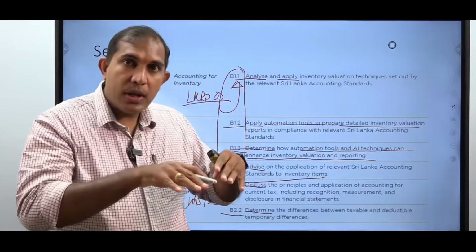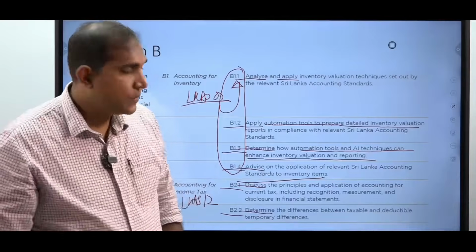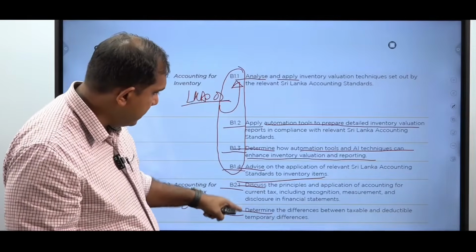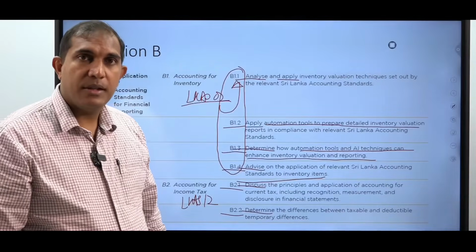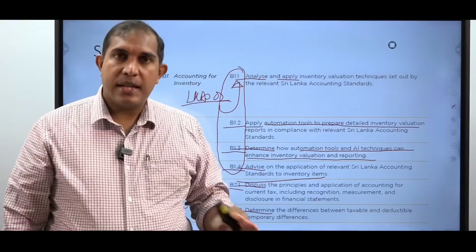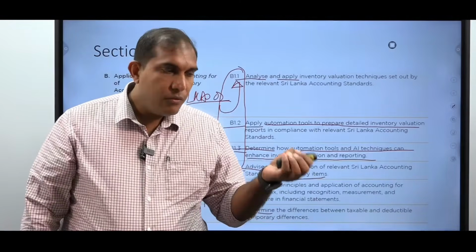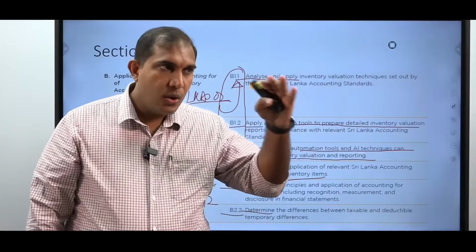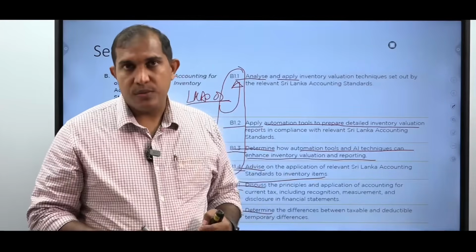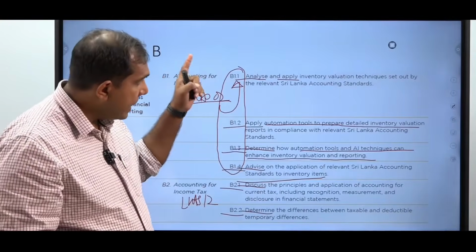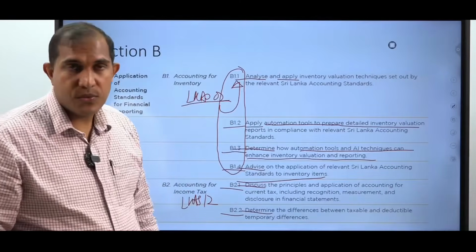There are low order level action verbs as well as high order level action verbs. These action verbs are high order level. But when we set a paper, we would be using a mix of low order level action verbs as well as high order level action verbs. But there can be questions using these action verbs.